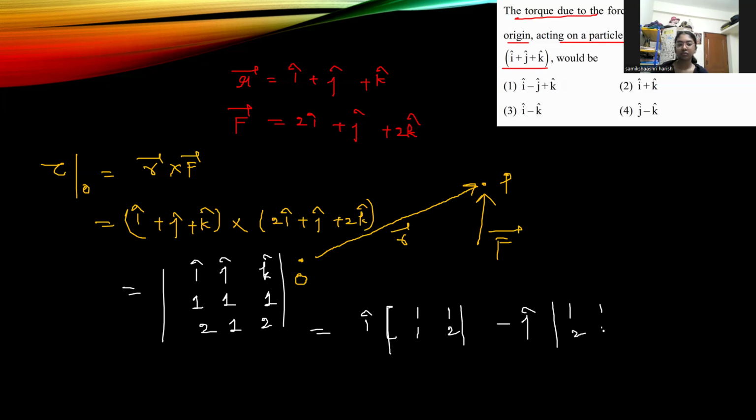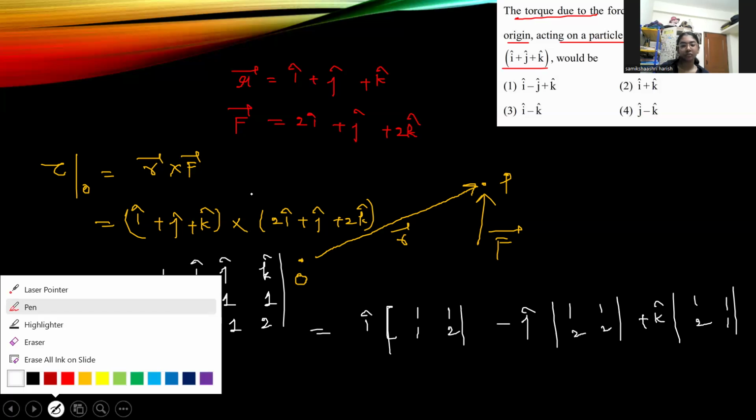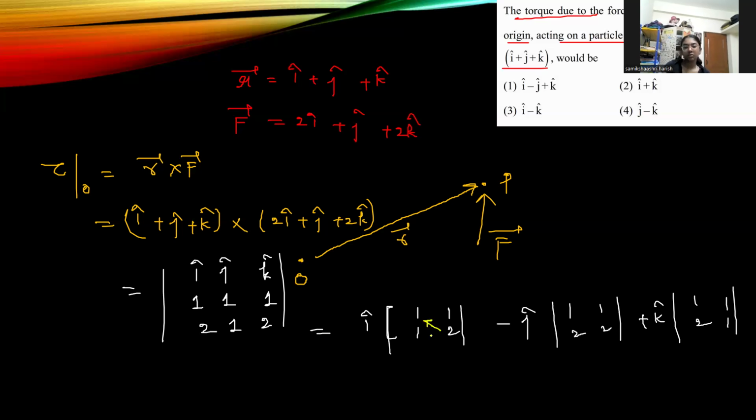Check whether I'm doing wrong or not. Check. Okay. Any wrong step I have taken? Okay. Now, what is the next step? This one. i minus, like this.